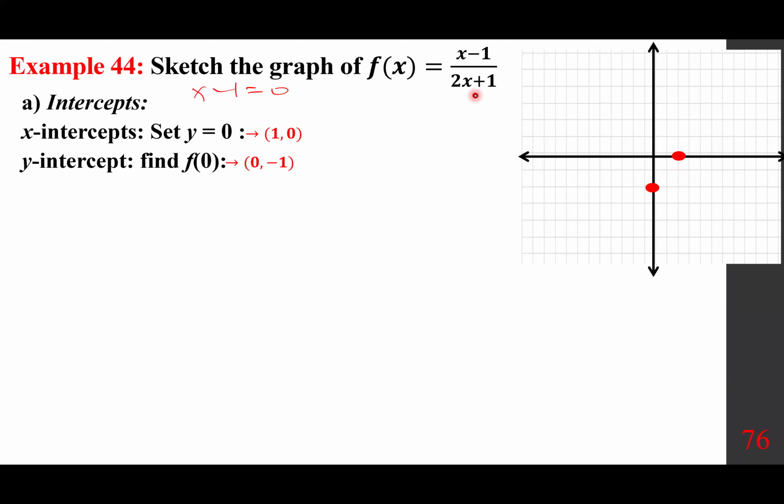Asymptotes. We start with the vertical asymptote. 2x plus 1 is 0 means x equals -1/2, and it's a vertical line, x equals -1/2. We are taking each tick mark to represent 1/2.